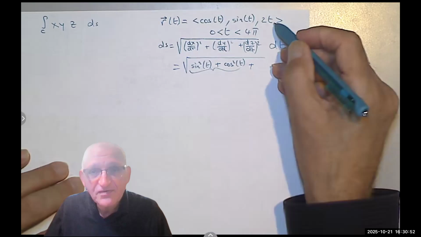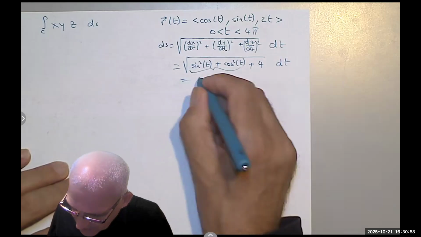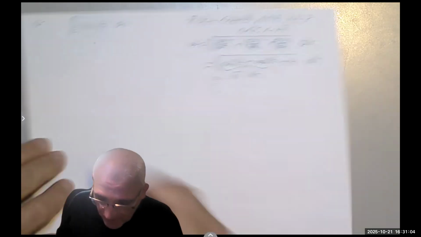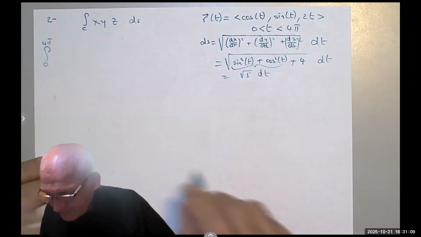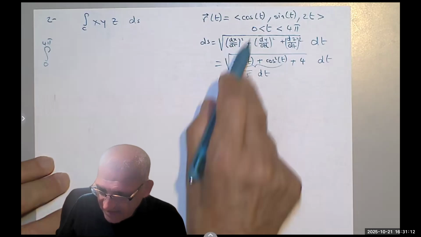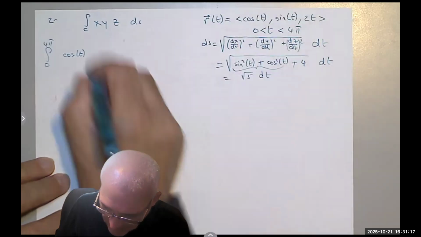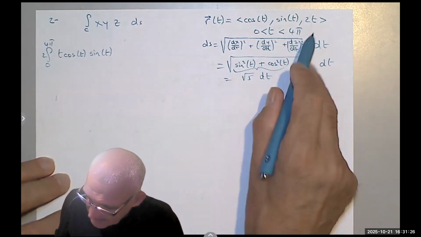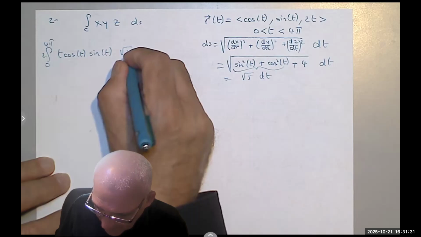Plus the derivative of 2t with respect to t is 2. You square it, you get 4 dt. That becomes root 5 dt. That's it. So now to integrate, I would say the integral from 0 to 4 pi of the following. X, we said x is cosine t. So cos t times sine t times 2t times ds, which is root 5 dt.